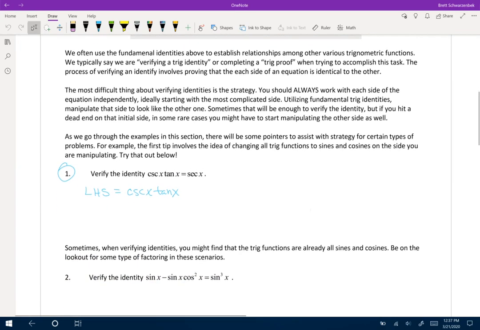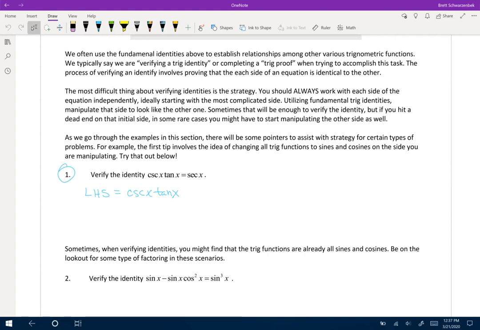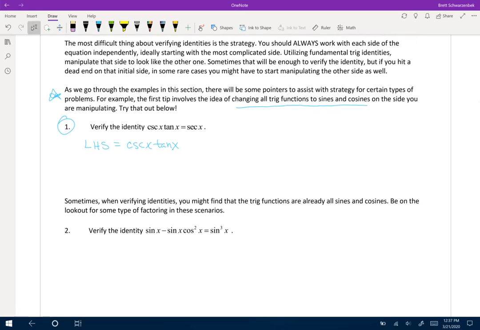Now, there are tips along the way, so I'm just going to read this. It says, as we go through the examples in the section, there will be some pointers to assist with strategy for certain types of problems. For example, the first tip involves the idea of changing all trig functions to sines and cosines on the side you're manipulating. Okay, so that is a very good strategy, and even though we don't use it 100% of the time, we use it very often.